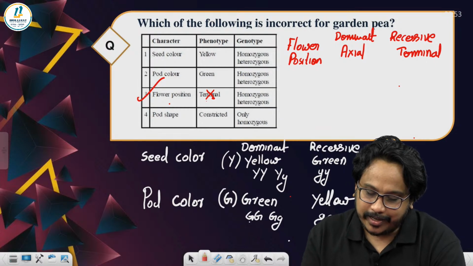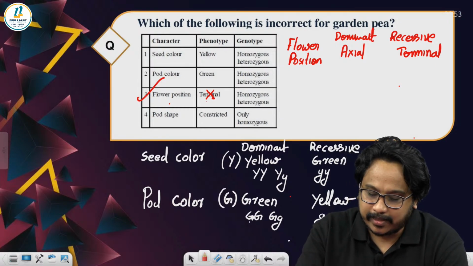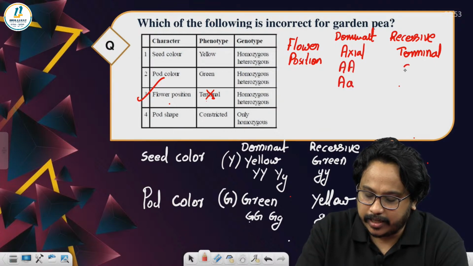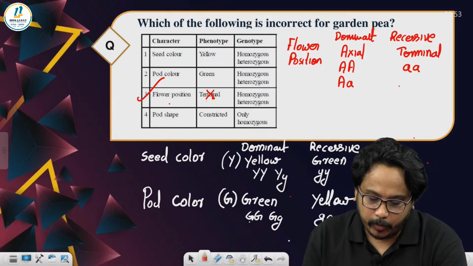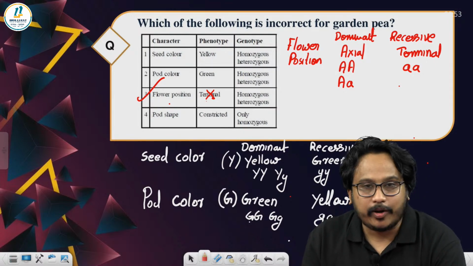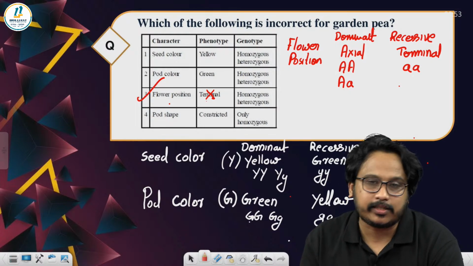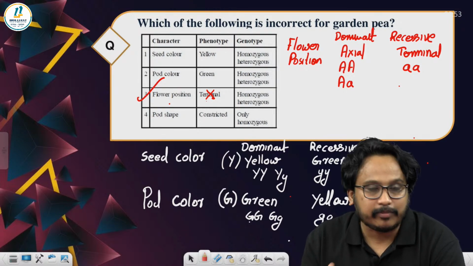Then flower color, it is axial and terminal. And axial, since it is dominant, can be written as either homozygous or heterozygous, but terminal you can see it is always homozygous. Then pod shape, constricted only homozygous because constricted is recessive character. Inflated or full is the dominant character. So 4 characters you already got from this question.